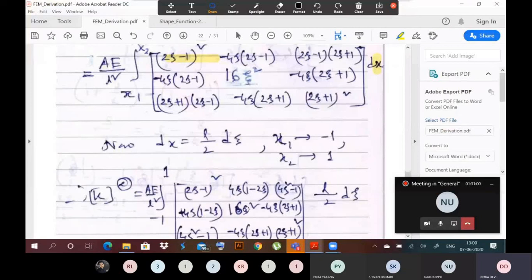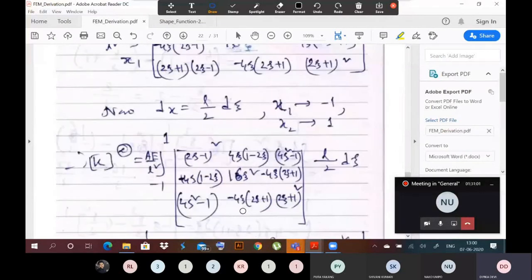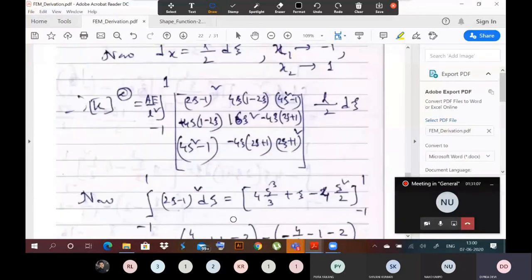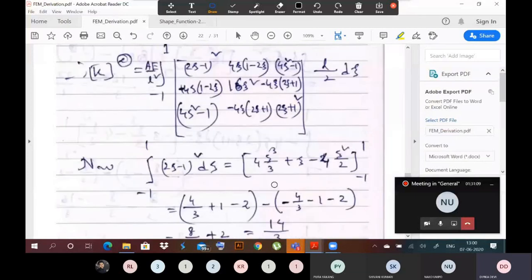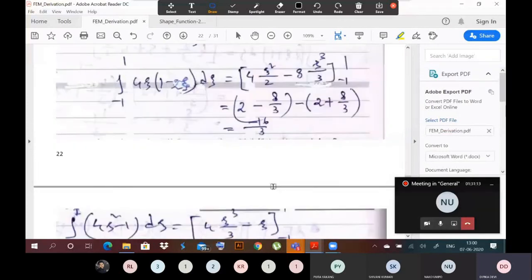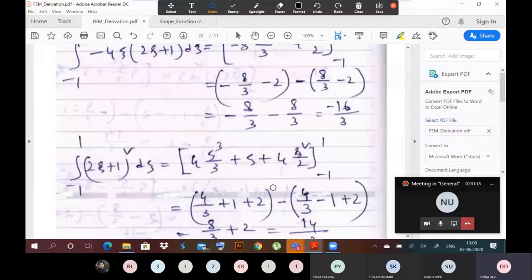If you do the integration, you will find the different values. I have done the integration individually; you can go through the file. Ultimately, after the integration we will get ke is equal to AE by L square into L by 2 into this term. So this is the expression for k: AE by 3L times the matrix 7, -8, 1; -8, 16, -8; 1, -8, 7.